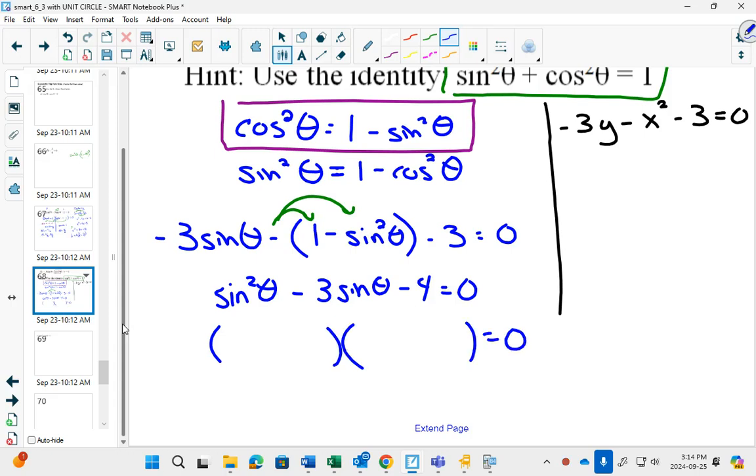Try it first on your own. Can you write this as two things multiplied?